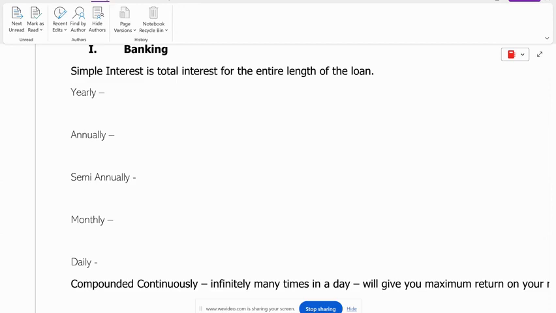So if we say it's going to compound yearly, what does that mean? How many times, if it's yearly, in that time span of a year, will it compound? Once. Also annually. Like if they're having an annual sale, how many times does it happen? Once a year.